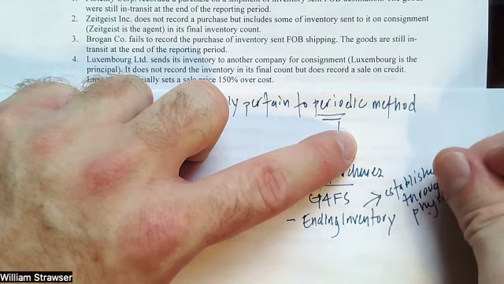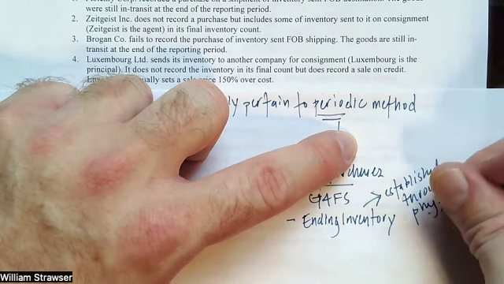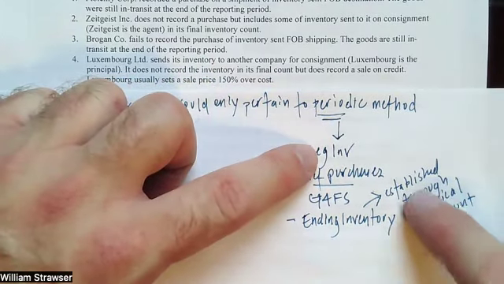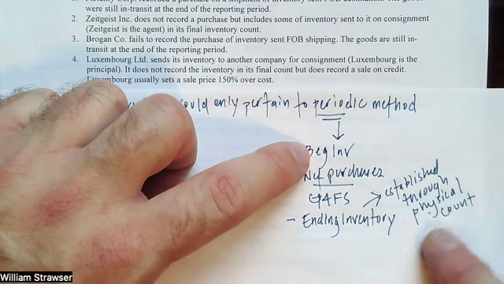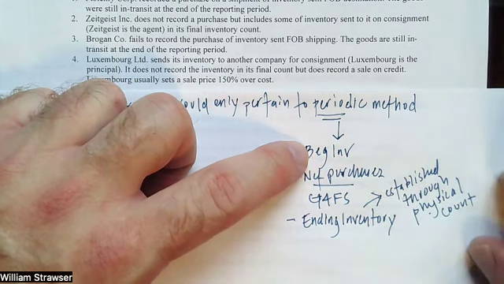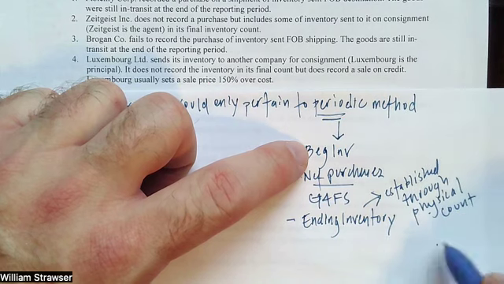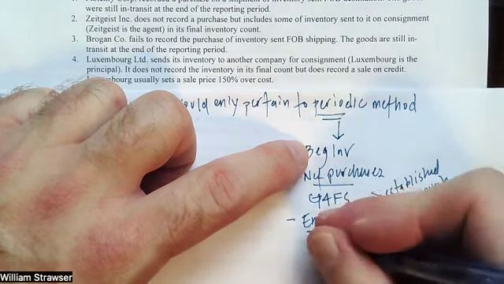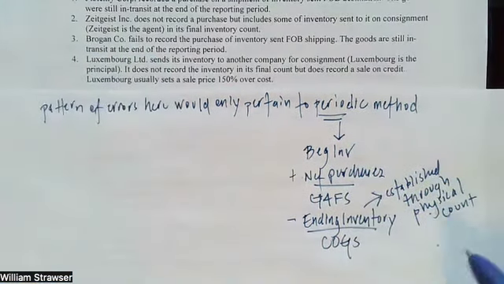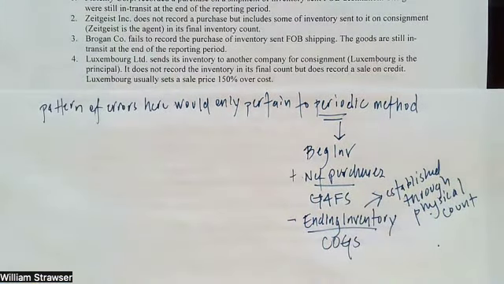And don't think that if you use perpetual, you don't have to do a physical count. You do. But at that point, your physical count under the perpetual system is to establish shrinkage. Here, this count under the periodic system is to establish cost of goods sold. So we can have inventory errors in two places.